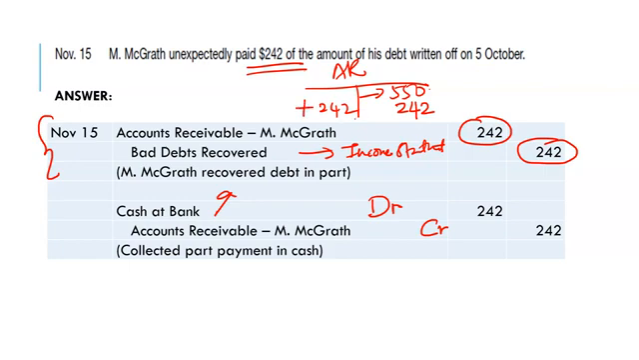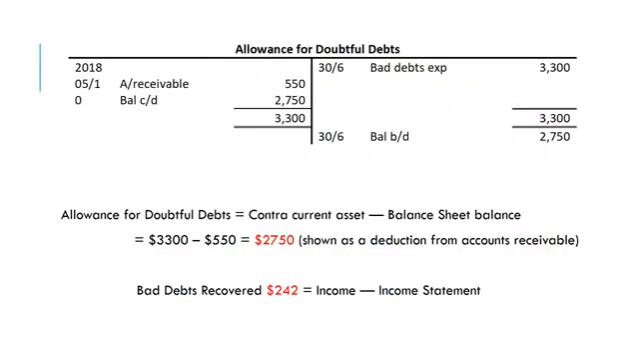Debit 242 in the McGrath account, and that is debit McGrath account 242. This will fall under bad debt recovered. This is your revenue. And then when you receive the payment, you're going to debit your cash. Your cash will increase by 242, and then you're going to credit the account receivable. So this is for the 3 transactions.